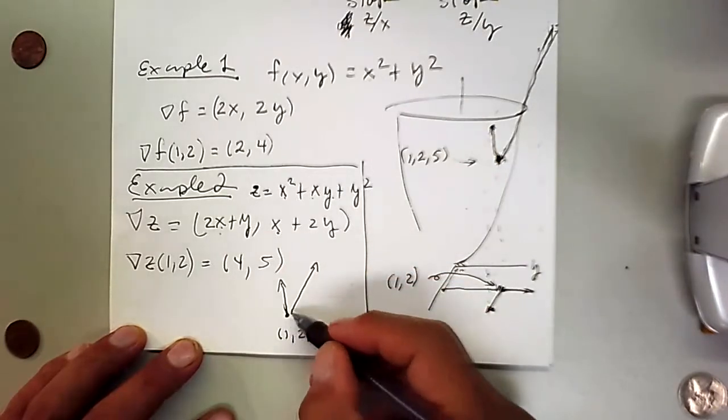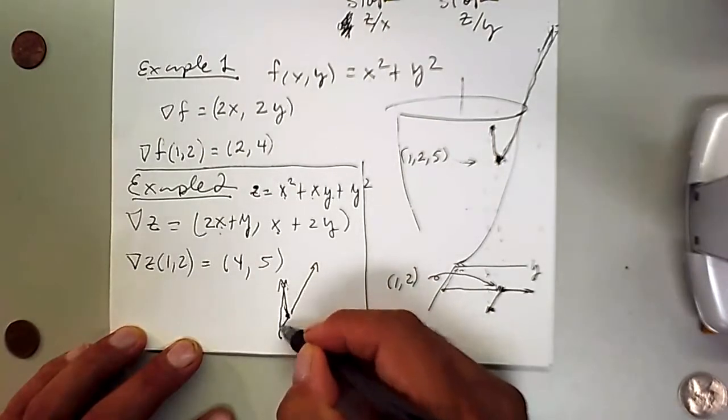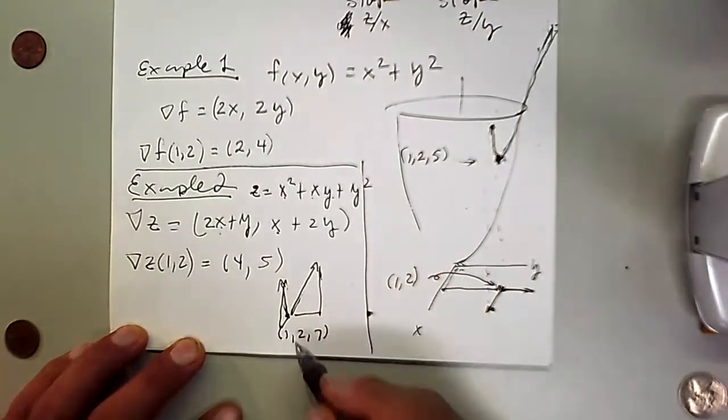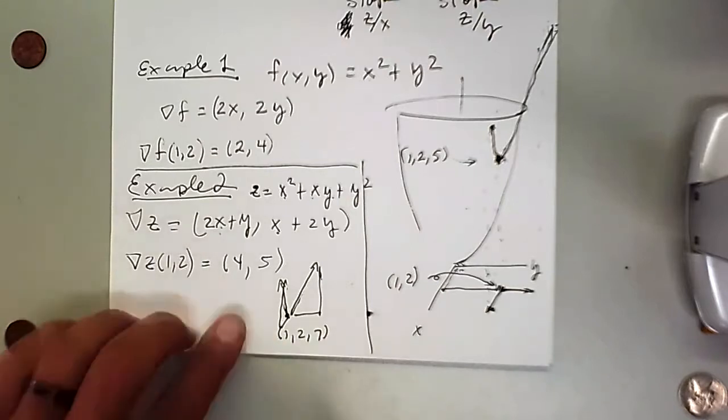So this is the x direction, this is the y direction. So kind of like this. And this is going to be way steeper than going in this direction. So that's what the gradient does.